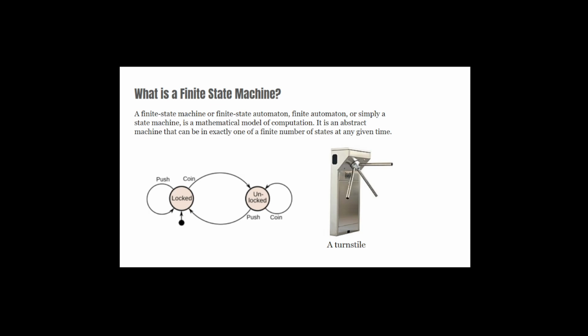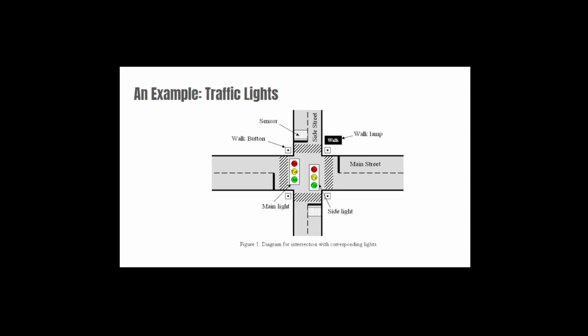Like this turnstile here, which has different states of locked and unlocked and different triggers on when it can transition between those states. A more common one is going to be traffic lights, though. Traffic lights have three different states, red, yellow, and green, and they will transition between each other based off of a bunch of different variables, such as walk buttons being pressed, or sensors being pressed from cars, or timers going off, and things like that. So let's go ahead and dive into how we can actually implement one of these.